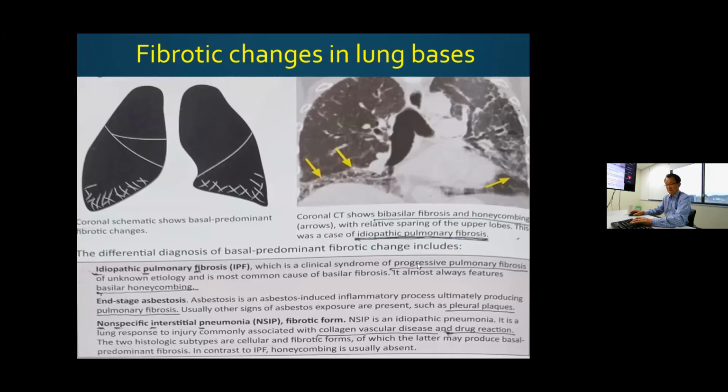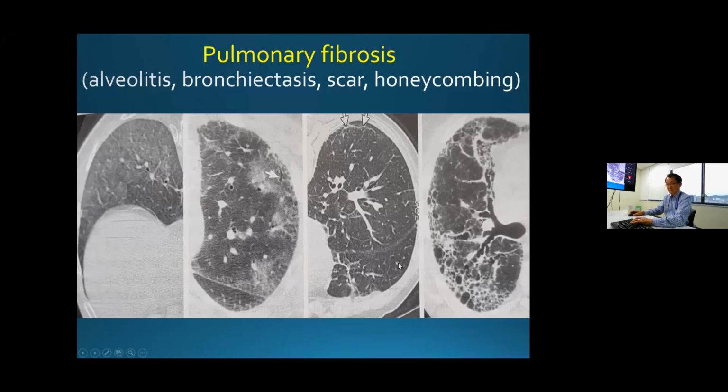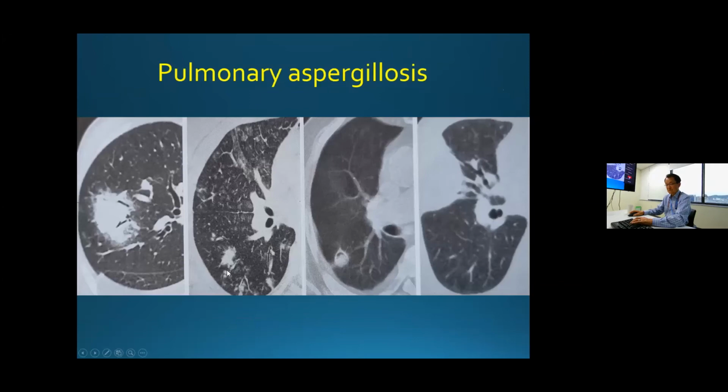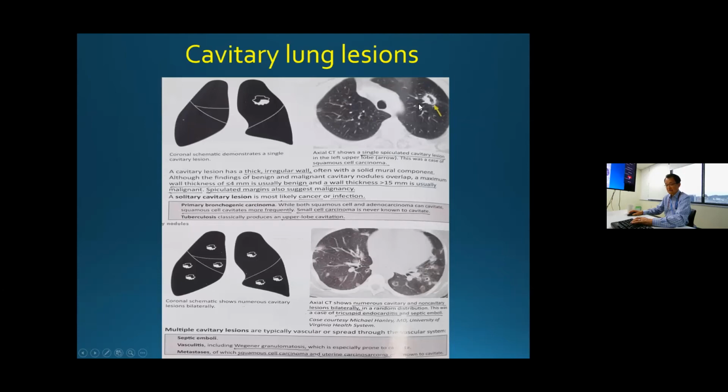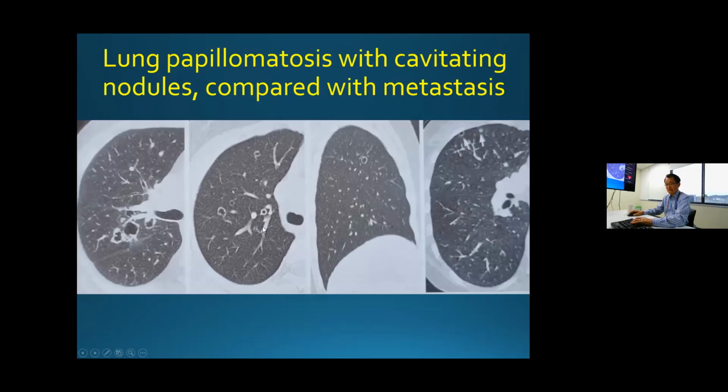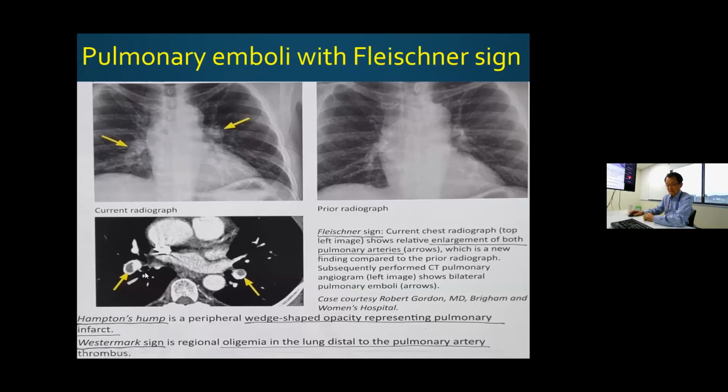And the fibrotic changes together here, idiopathic fibrosis is another thing. And the honeycomb pulmonary fibrosis comes from various inflammation or scar tissue. Aspergillosis in the United States is still a problem. It makes a cavitary lesion. So a cavitary lung lesion can be cancer, inflammation, vasculitis, they all look alike. And papillomatosis also shows some cavitary lesions, as you can see. And pulmonary emboli are nowadays commonly seen, you know, as a filling defect here.